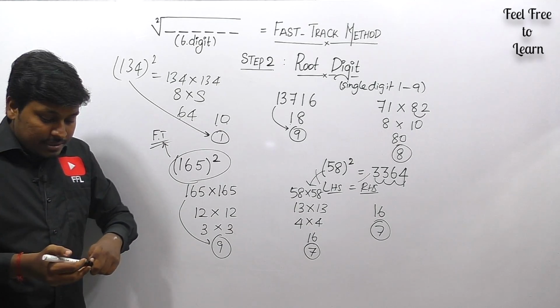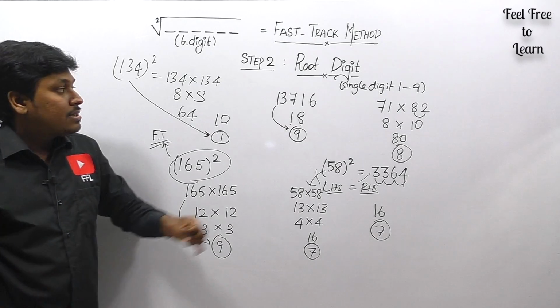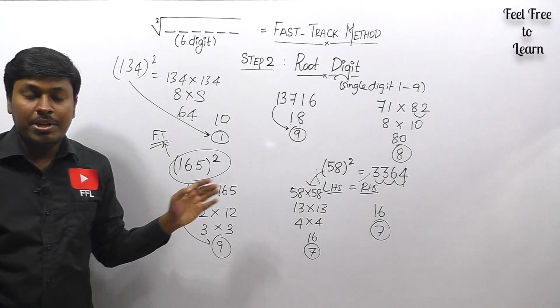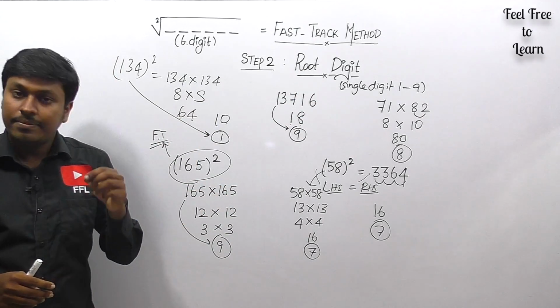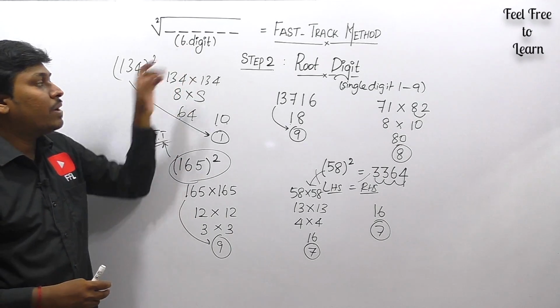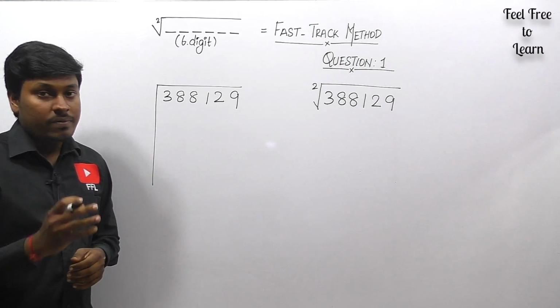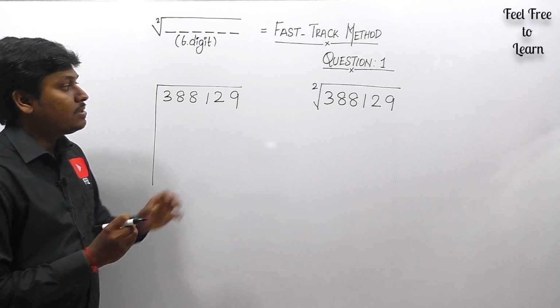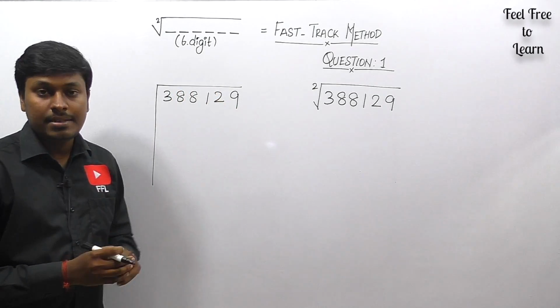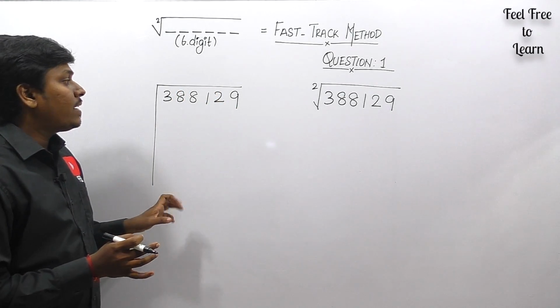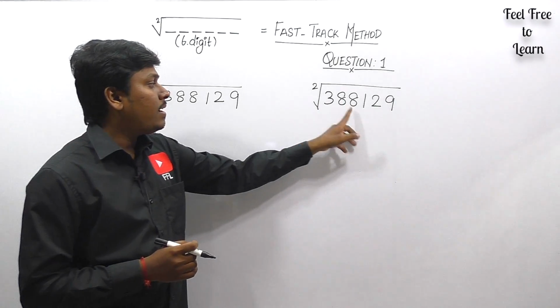So friends, we have learned step number 1, the traditional method. Step number 2, that is the root digit. By using both the methods, we are going to apply the fast track method, how to find a square root of a 6-digit number. Now we are going to apply a fast track method to find a square root of a 6-digit number. So friends, our target is to find the square root of 388,129.